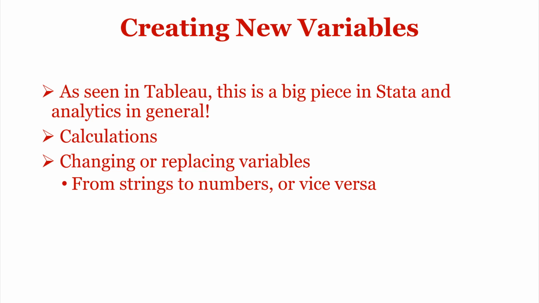Knowing when you need to change strings to numbers or vice versa, to be able to run different analyses, is very important. So if you just had a column that said gender, male, female, you might want it to be 0, 1.